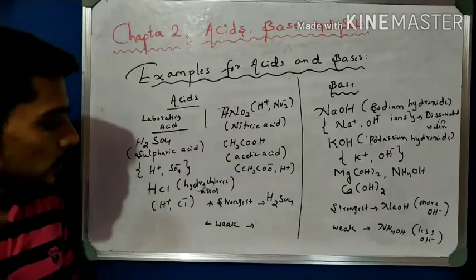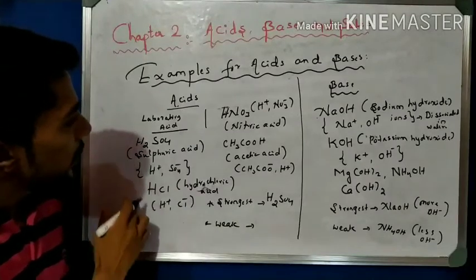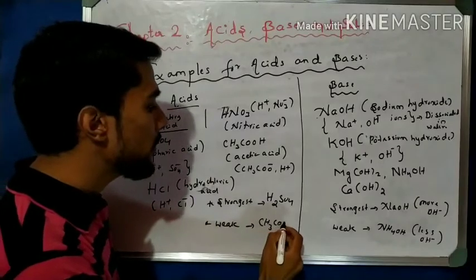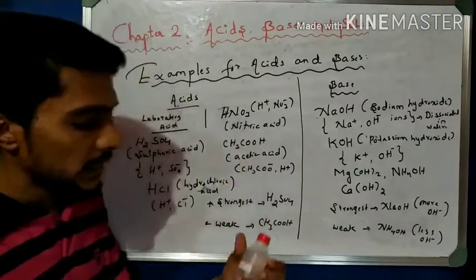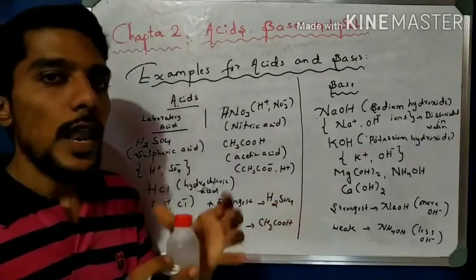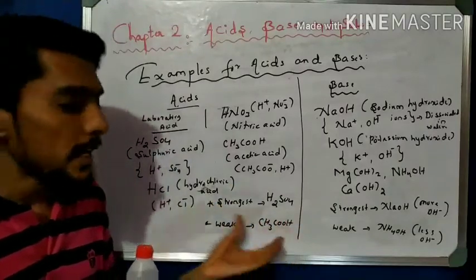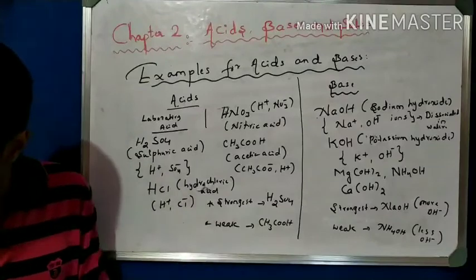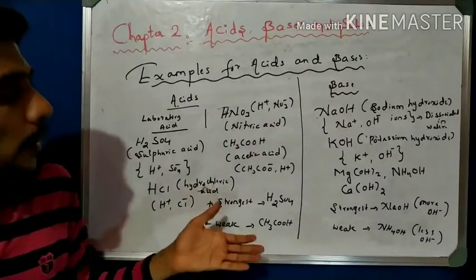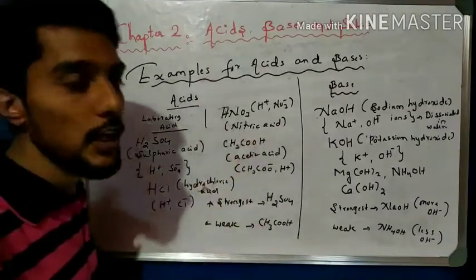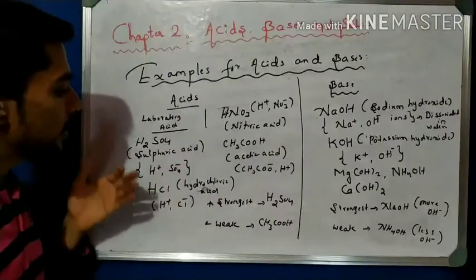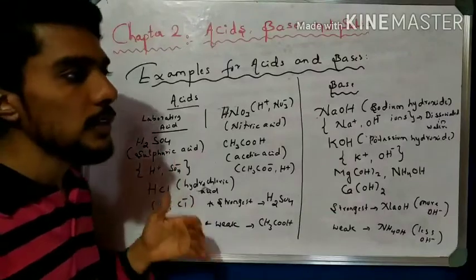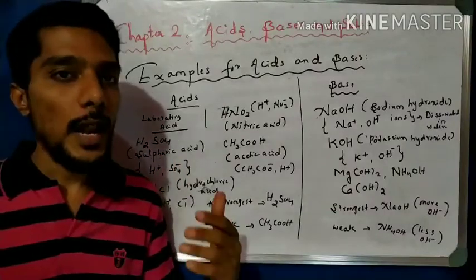Now, next one, weak acid. Among these, CH3COOH, the acetic acid, gives less amount of H plus ions as compared to all. So it is categorized as weak acid. So these are some examples of the laboratory acids which are used in the laboratory: sulfuric acid, hydrochloric acid, nitric acid and acetic acid.